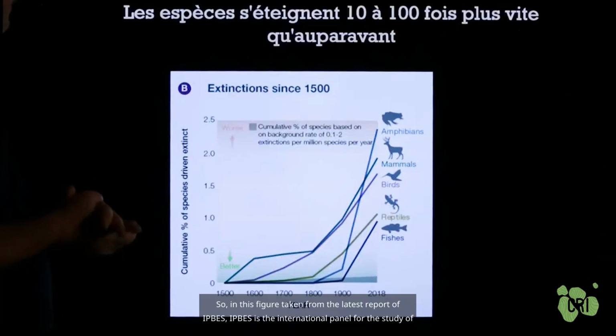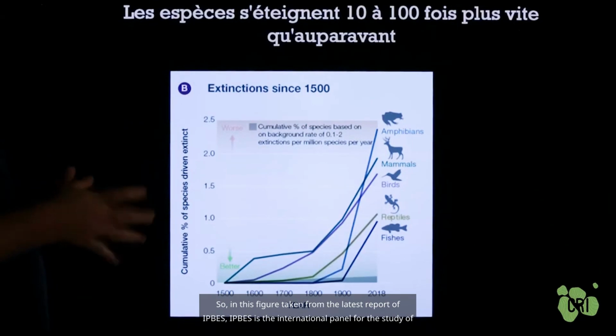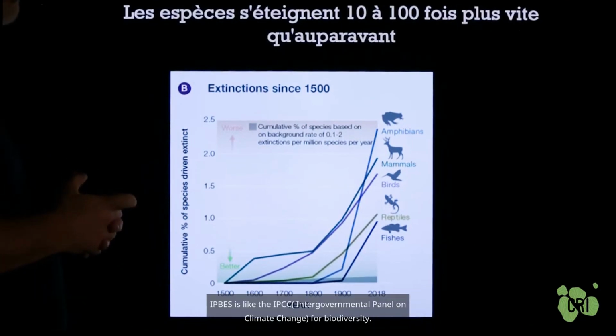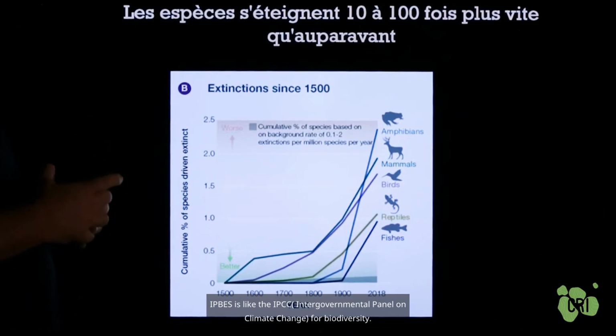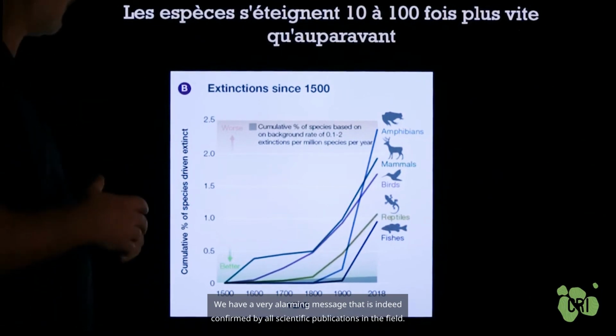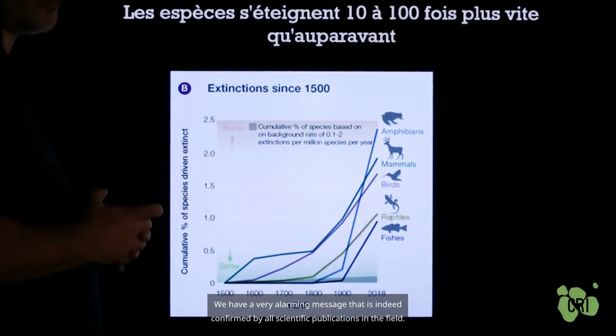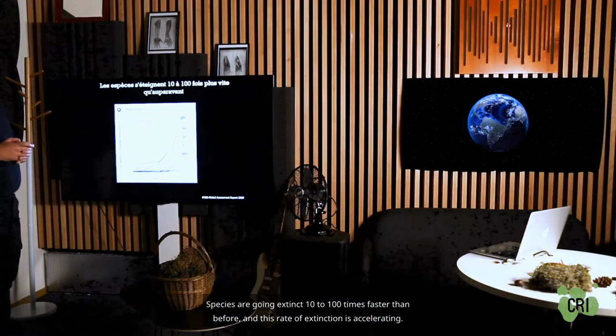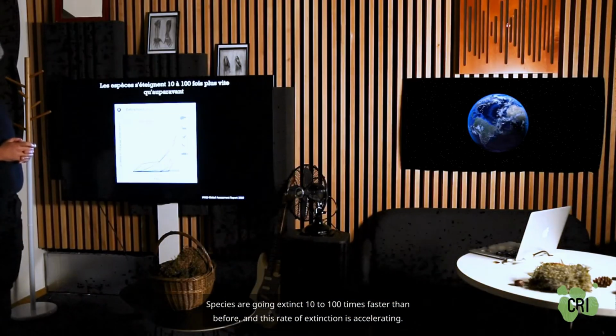So, in this figure taken from the latest report of IPBES, the International Panel for the Study of Biodiversity and Ecosystem Services. IPBES is like the IPCC, the Intergovernmental Panel on Climate Change, for Biodiversity. We have a very alarming message that is indeed confirmed by all scientific publications in the field. Species are going extinct 10 to 100 times faster than before, and this rate of extinction is accelerating.